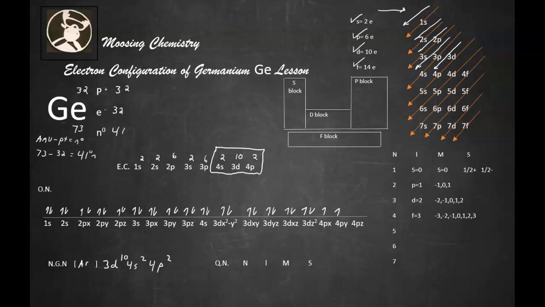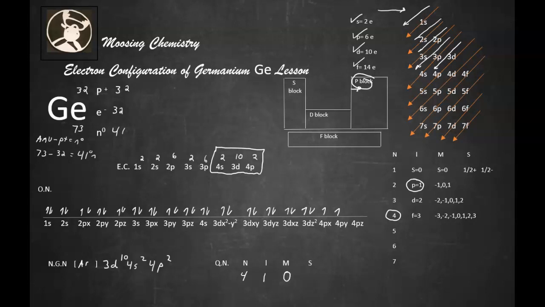Alright, now we have 4 quantum numbers. So germanium is in period 4. So the principal quantum number is going to be 4. The angular momentum, since germanium is in the p block, that L value is going to be 1. And we look at germanium as the second element over in the p block. So you have -1, 0. So the m value is going to be 0.